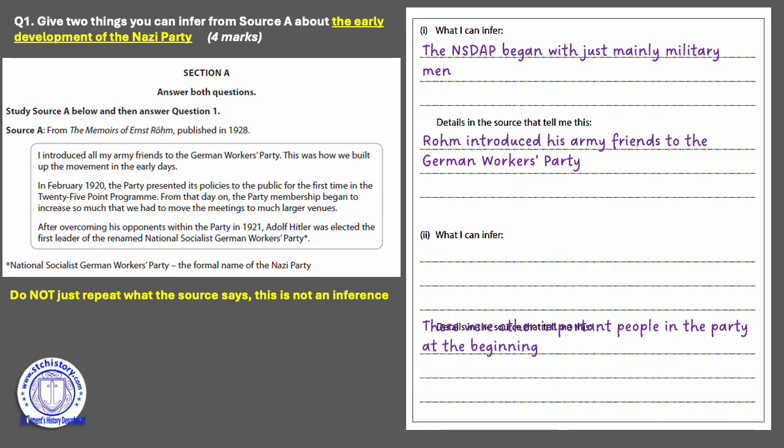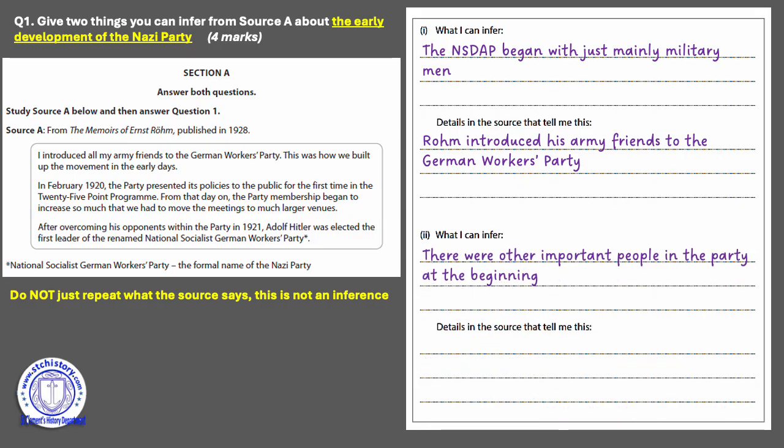Another, or a final example we could think about on this question, is that there were other important people in the party at the beginning. And the detail that made me think that was that Hitler has had to overcome, it says overcome, or defeat his opponents within the party. That would suggest then that he had to get rid of competition. Therefore, other important people in the party.